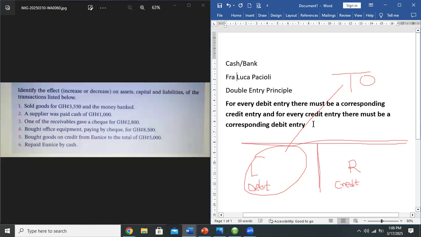So in effect, what Luca Pacioli was trying to say is that if a transaction occurs, you have to do two things. Those two things are debit entry and credit entry. But he says that immediately you do a debit, you have to go and do a corresponding credit. So that was what I was demonstrating here, that if you do a debit in this account, then there should be another account where the corresponding credit is. Right? That is what he was trying to put across.